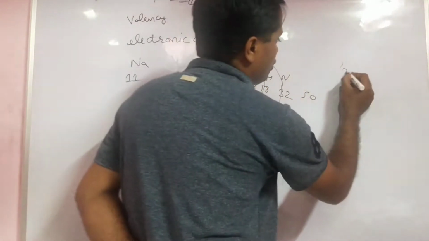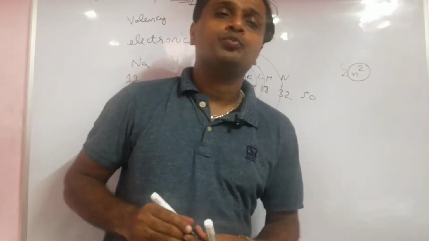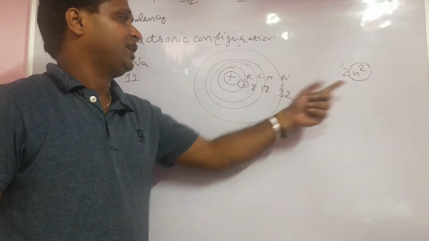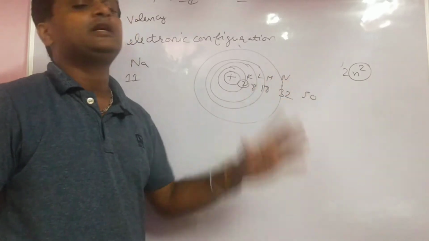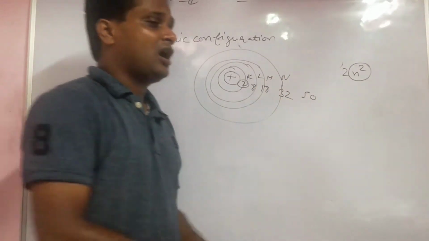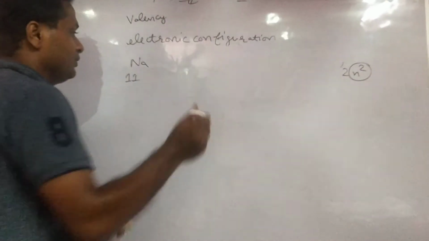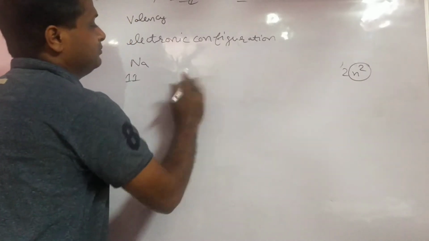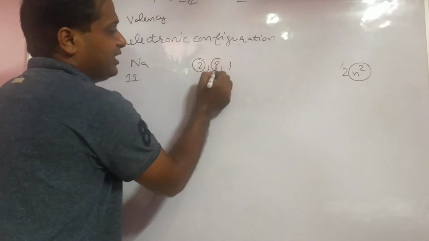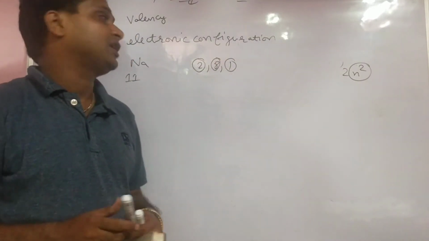This is the formula: 2n square. N is the number of shell. If you put 1, then it will come 2. If you put 2 here, it will come 8, 3, 18, 4, 32, 5, 50. So in first shell 2 is stable, in second 8, then how you make the electronic configuration? See there. For the sodium, it will become 2, 8, 1. In first shell 2 will come maximum, then 8, then 1. So this is the way to make the configuration.